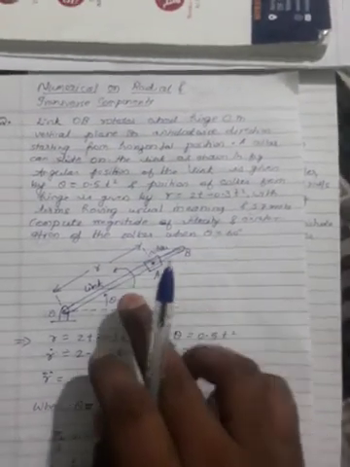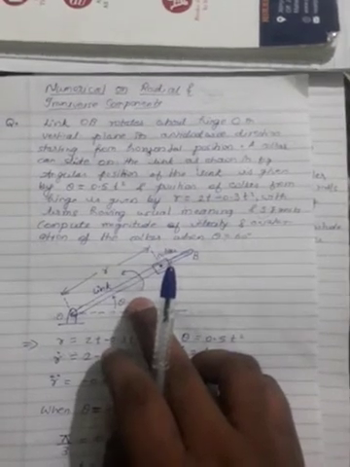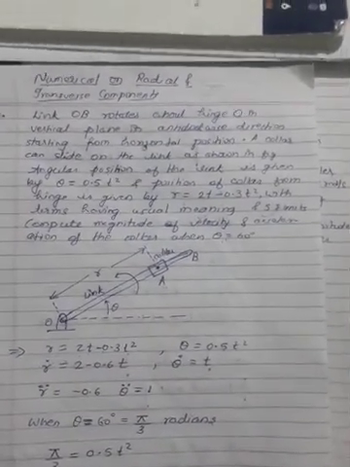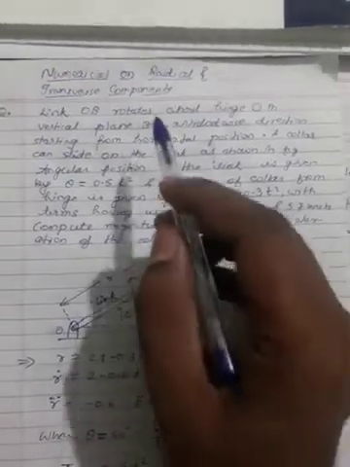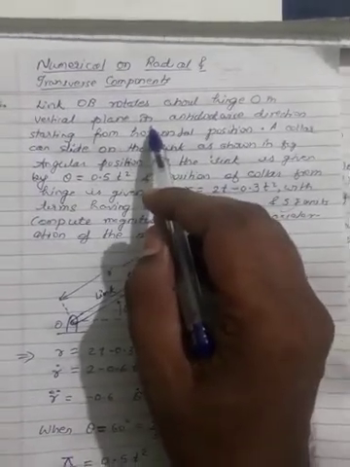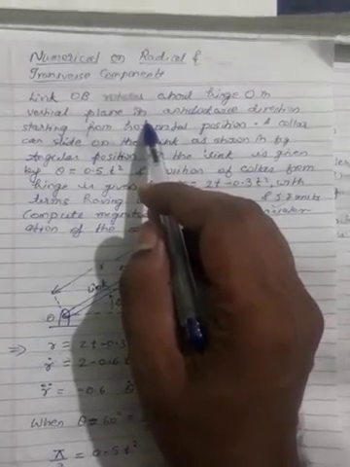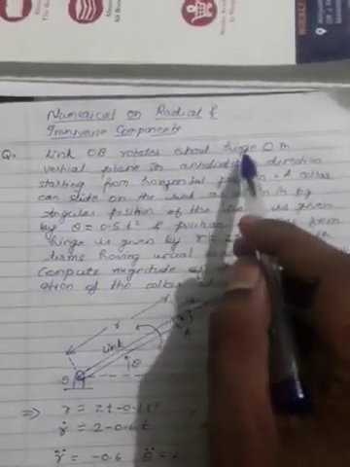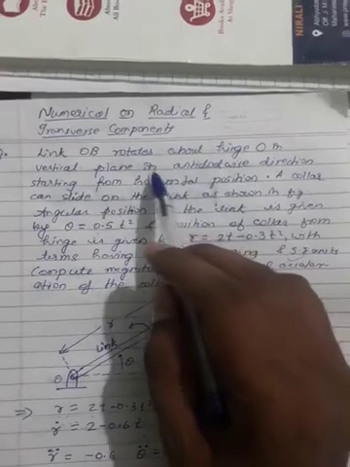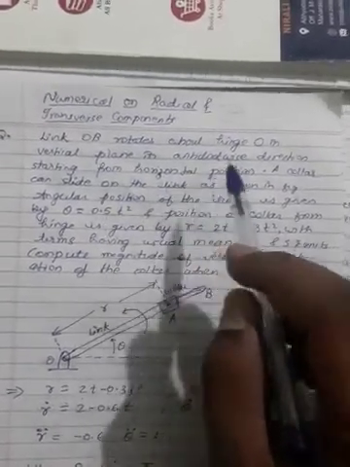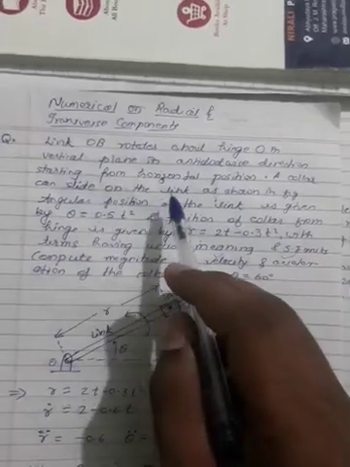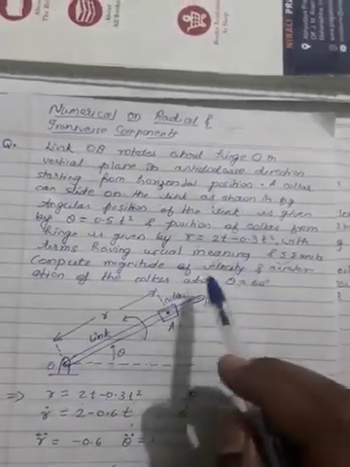Good morning, student. Today we are going to discuss the numerical on radial and transverse components. In this numerical you are given the link OB hinged at O in a vertical plane, rotating in anticlockwise direction starting from the horizontal position. A collar can slide on the link as shown in the figure.